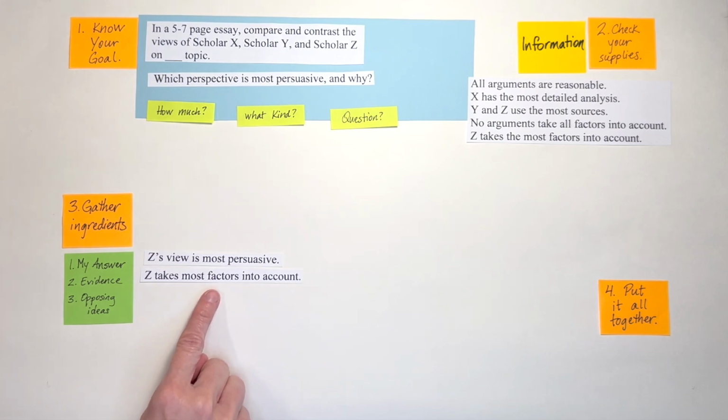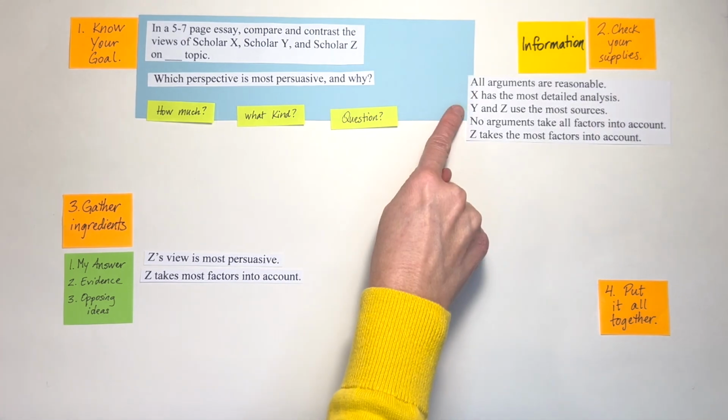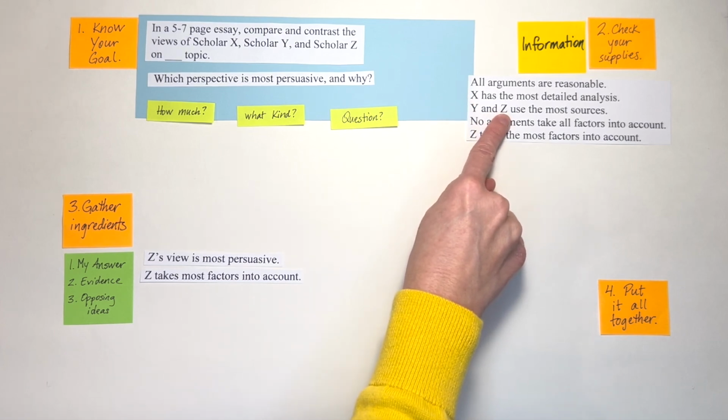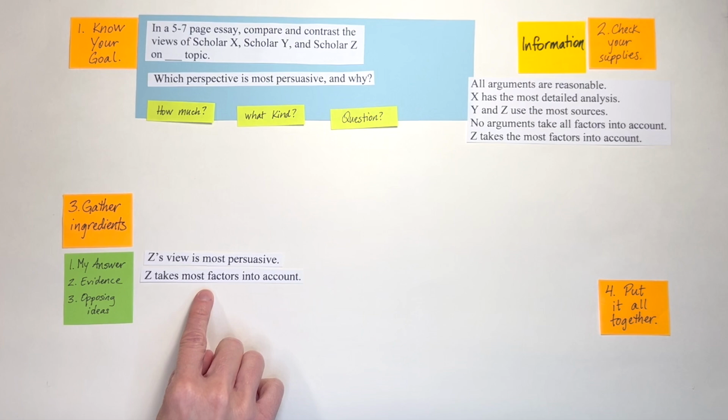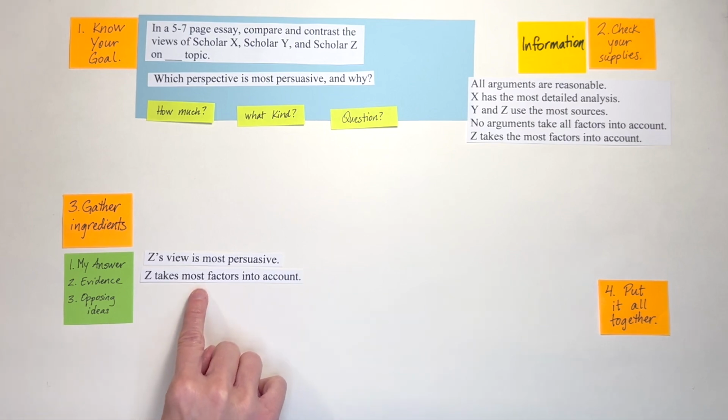So here in my ingredients for my evidence, I'm just going to summarize by saying Z takes the most factors into account. Now in my paper, I'll probably mention a lot of the other things I have under information, that all arguments are reasonable, that Y and Z use the most sources, and more. But for my thesis statement, which is a summary of the most important features of my paper, I'm just going to focus on the fact that Z takes most factors into account.